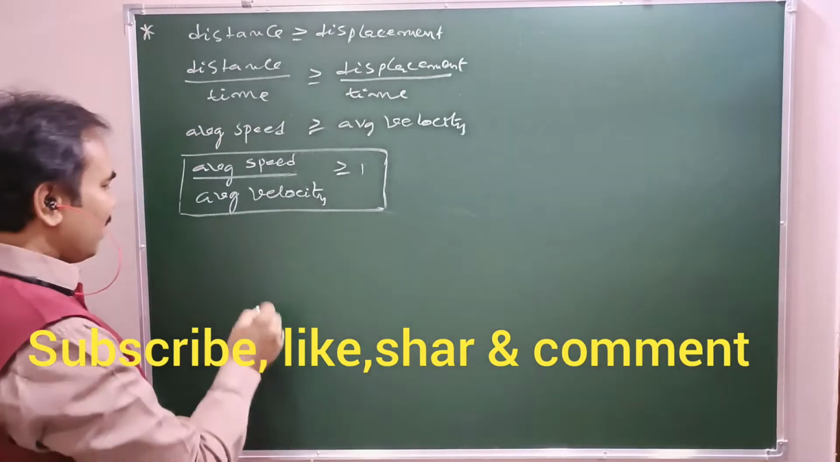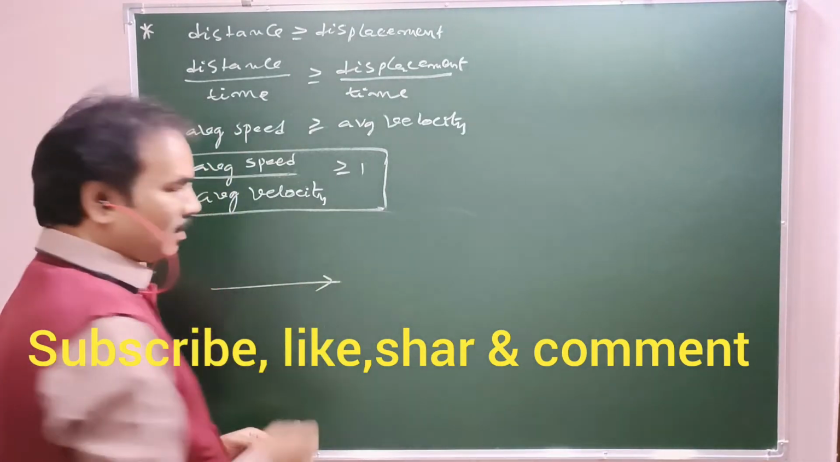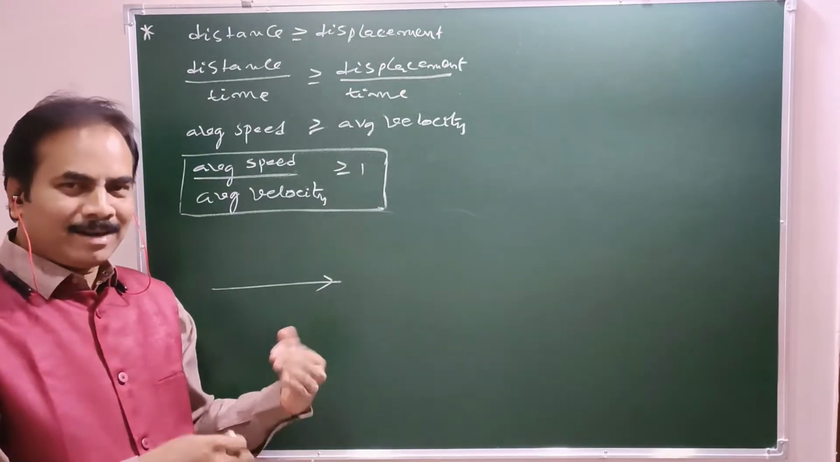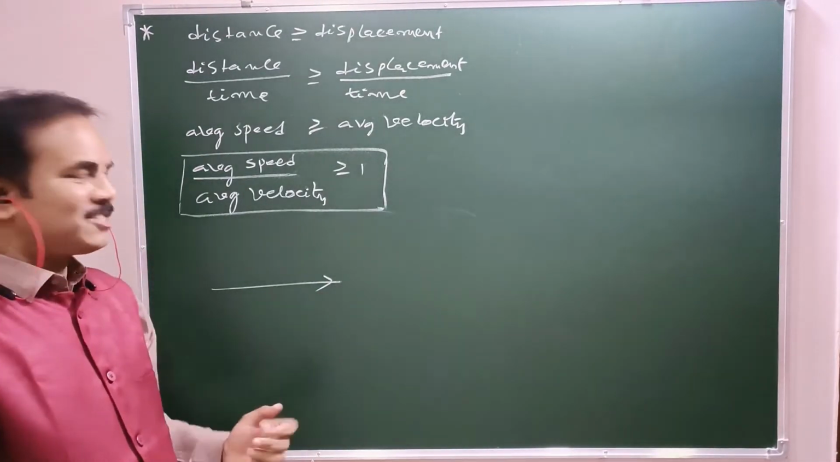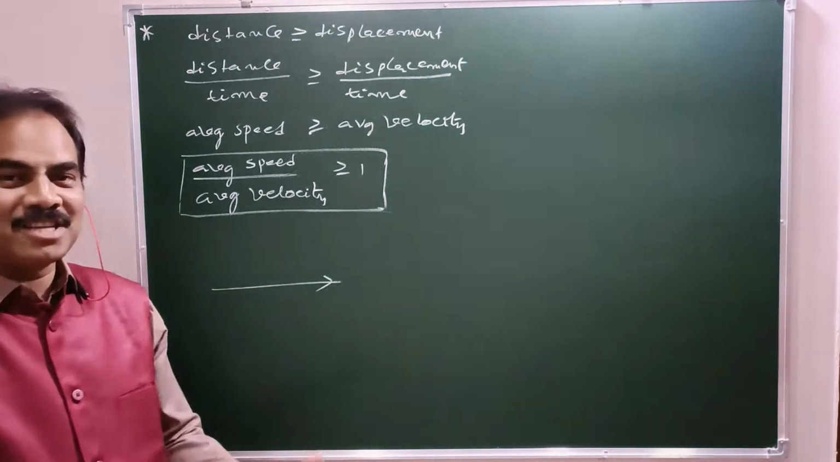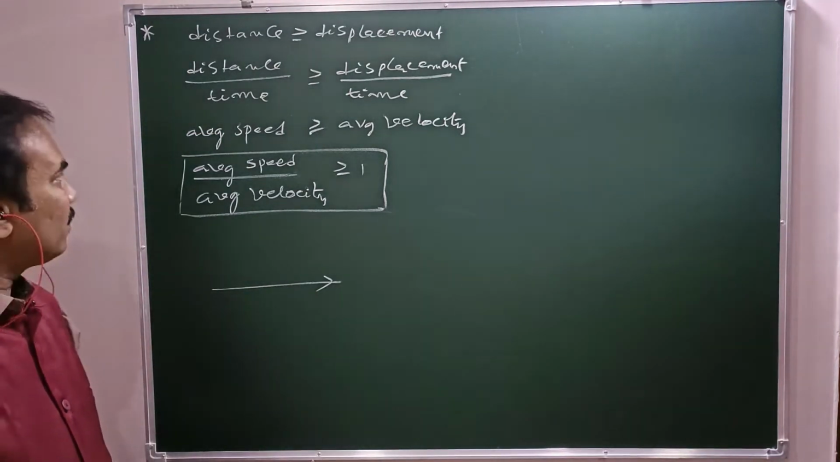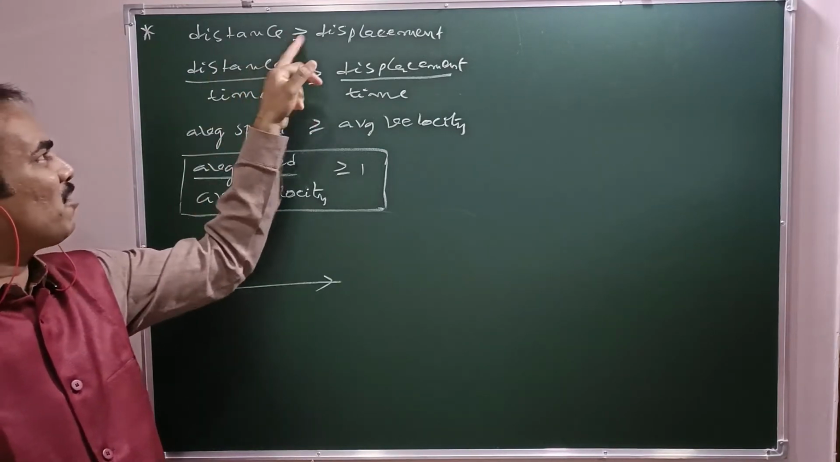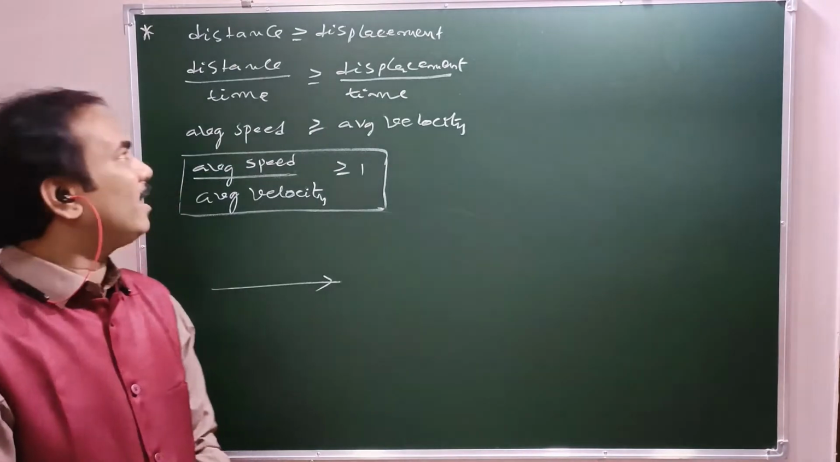Why? Because in case of straight line motion, without any change in direction, distance becomes equal to displacement. In all other cases, distance is greater than displacement. So on clubbing both, distance is either greater than or equal to displacement.